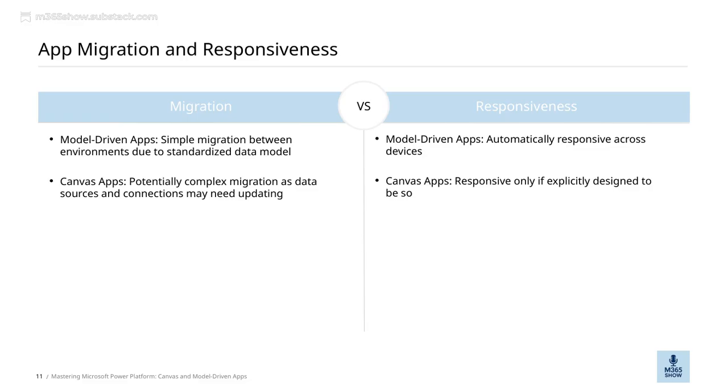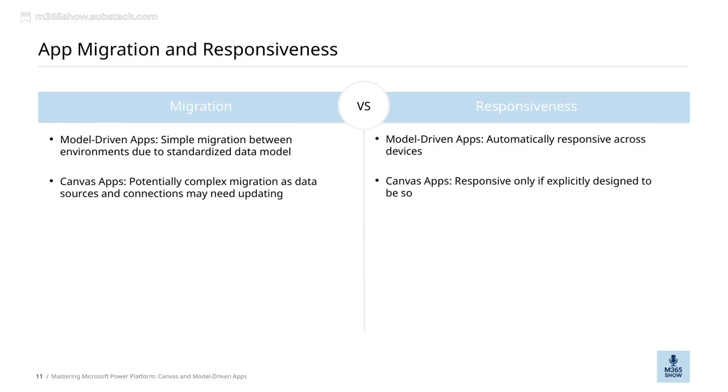When it comes to responsiveness, model-driven apps are automatically responsive across devices, meaning they adapt seamlessly whether you're on a phone, tablet, or desktop. No extra effort needed. On the other hand, Canvas apps require explicit design choices to ensure responsiveness. If you want them to look good on all devices, you need to plan for it during development.